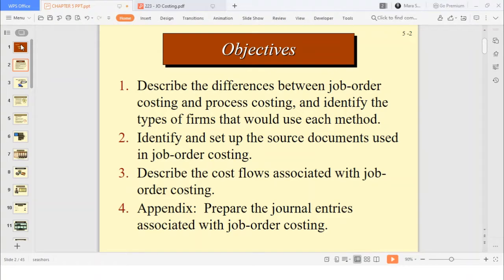Third is to describe the cost flows associated with job order costing. And lastly, I will show you how to prepare journal entries associated with job order costing.